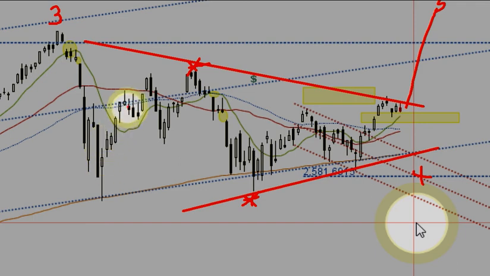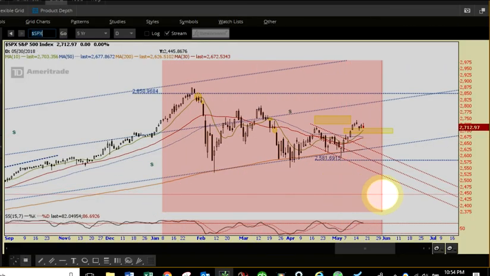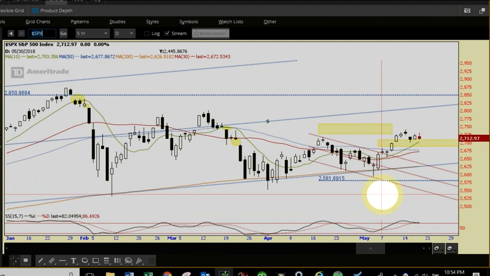So this whole move up here has kind of counter trend internals. This move up here has kind of counter trend internals. So that's what makes this triangle a less likely count. Now that doesn't mean it's not likely at all. It just means that in terms of probabilities, it's a little less likely.